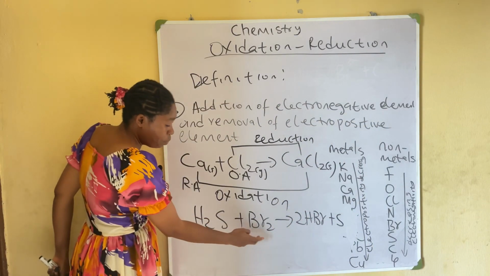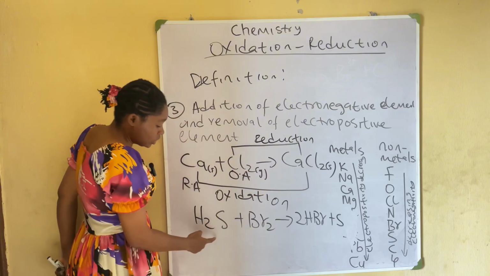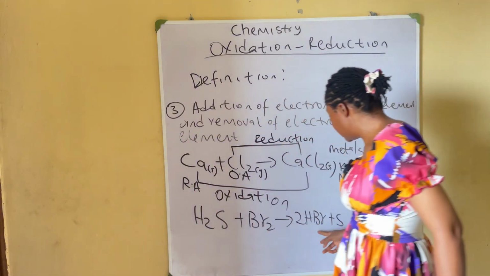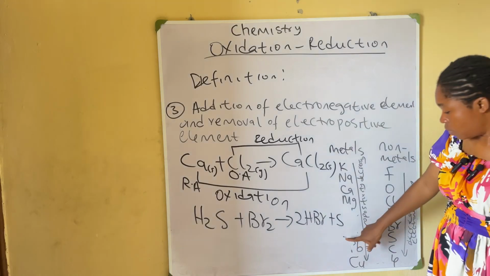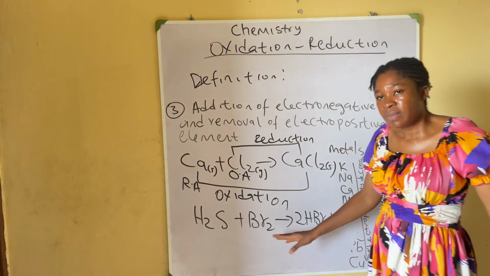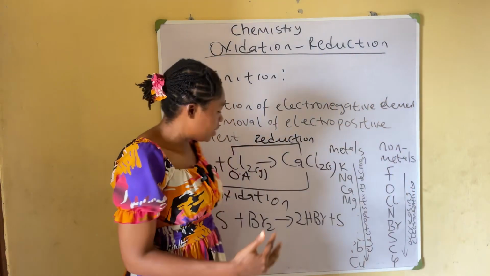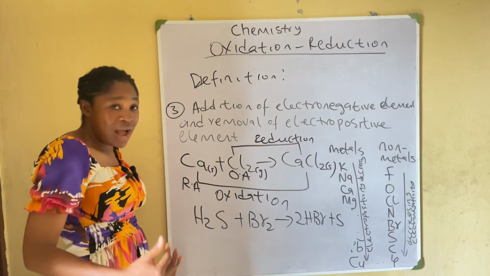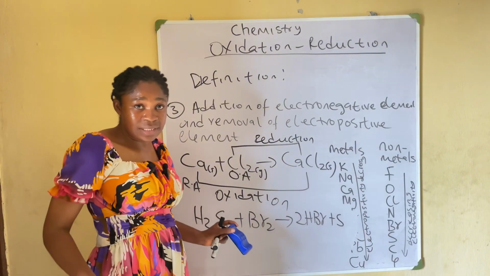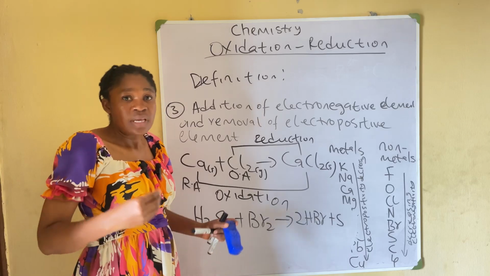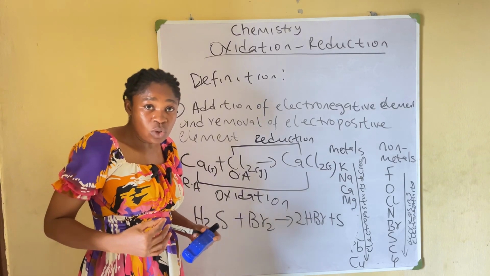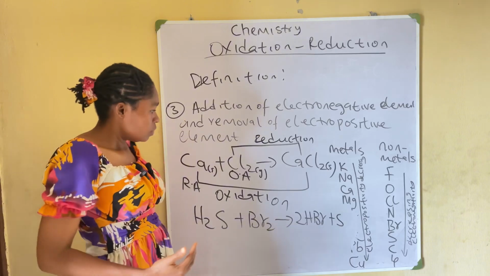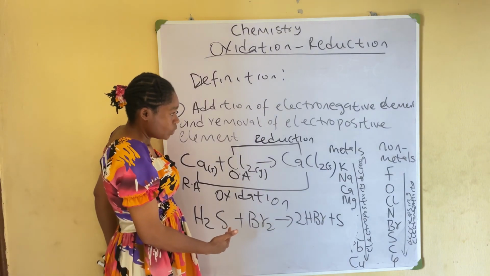This exercise: this is your bromine gas, and this is hydrogen sulfide gas, to give hydrogen bromide and sulfur. Okay, look at this. I have two electronegative elements here on the right hand side. I have sulfur here, I have bromine gas. When you have two electronegative elements, the most electronegative element among them is going to serve as the oxidizing agent.